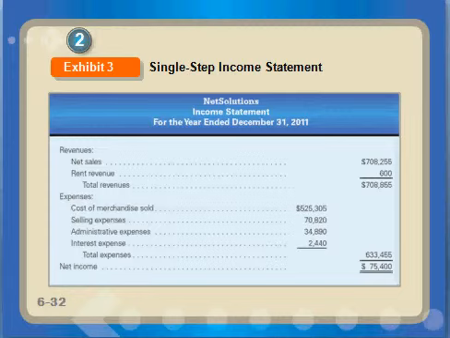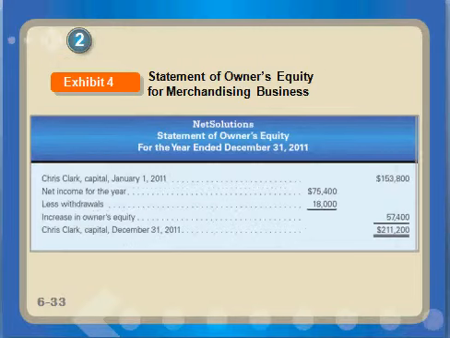And then from that, you remember, after we do the income statement, we do the statement of owner's equity, and it looks exactly the same whether it's a merchandising business or a service business. You start with your beginning capital. So Chris Clark's beginning capital was $153,800. The income for the year was $75,400. Chris made $18,000 worth of withdrawals, giving him an increase in the owner's equity of $57,400. And when we add that to the beginning capital, we get an ending capital on December 31st, Chris Clark, capital, $211,200.